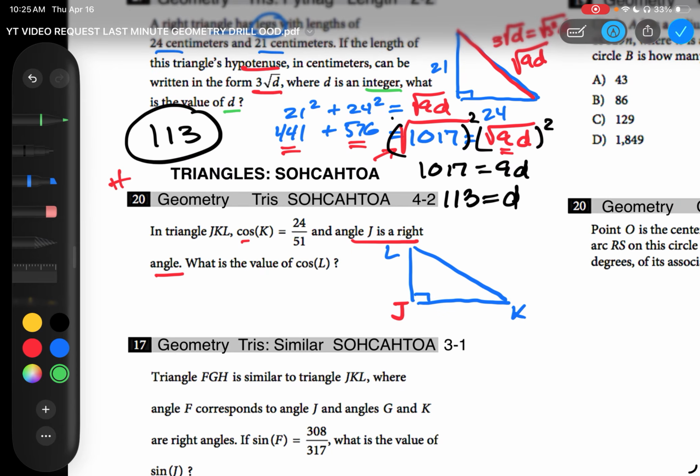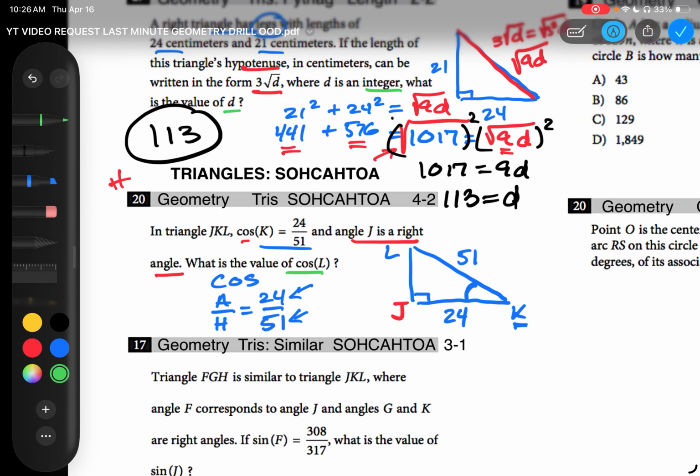Now they're asking, what is the value of the cosine of L when the cosine of K is 24 over 51? Cosine goes with CAH, adjacent over hypotenuse, and they said it is 24 over 51. So from the cosine of K, what is the adjacent to K? That's next door to K, not across, because across would be opposite. The hypotenuse, we know it's the longest side, 51. So we got our match, 24 over 51: adjacent 24, hypotenuse 51, from the K angle.